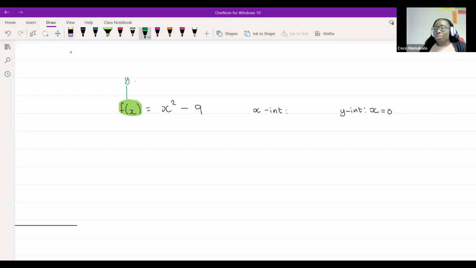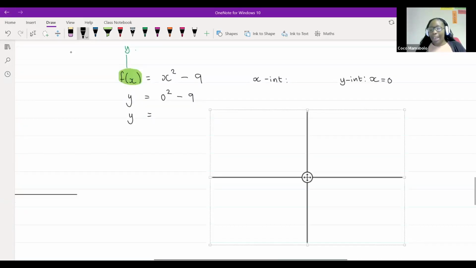So I'm going to make x equal to 0. So I'm going to get f of x, or I can just replace it with y for now. I'm going to say y is equal to 0 squared minus 9. So that means my y value or my intercept on the y-axis will cut at which point, guys? What point will my graph cut at?